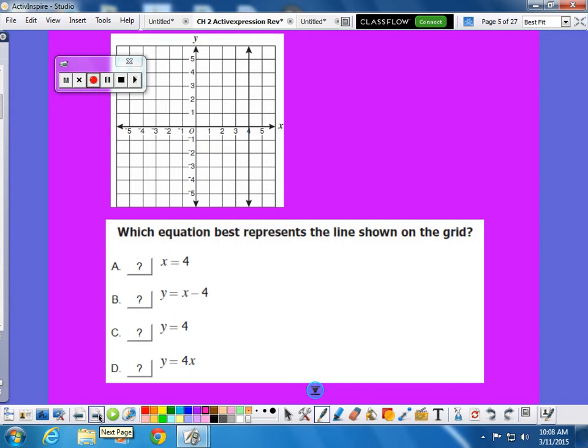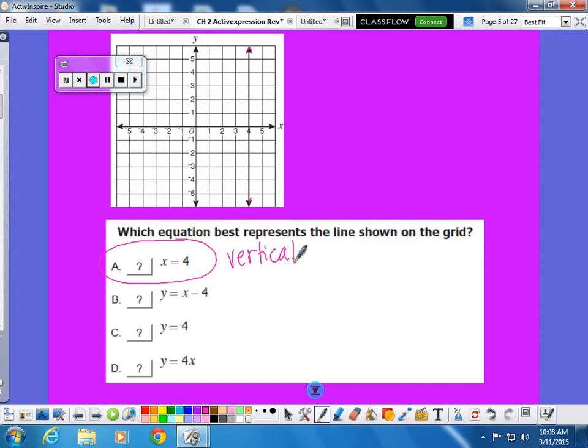Alright, now, which equation best represents the line shown on the grid? Here it is. So there's your graph. I wonder if y'all got tricked by this on the test earlier. I doubt it. What's the graph of a horizontal line? Y equals c, right? And so this one's going to be x equals c. That's a vertical line.